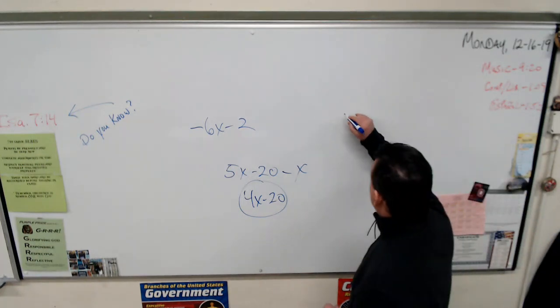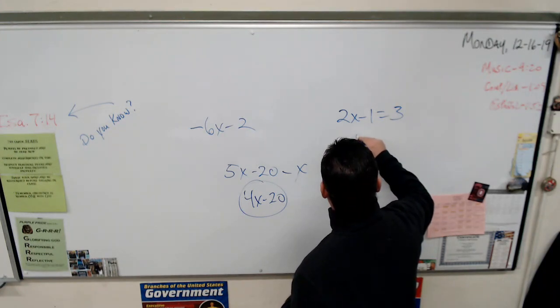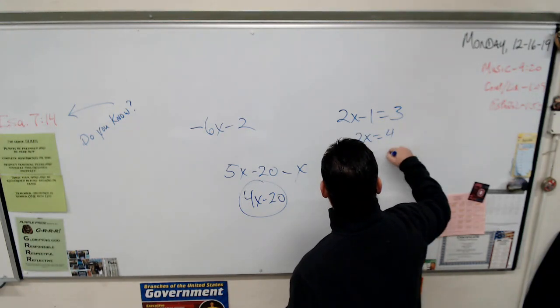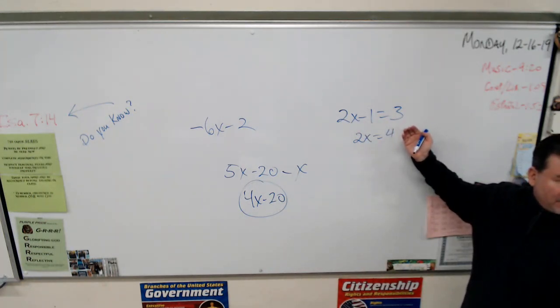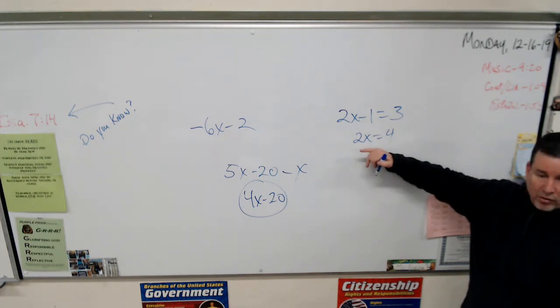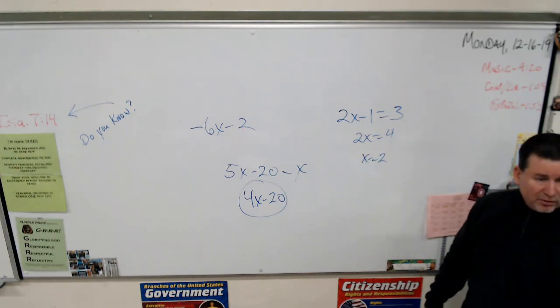Did you see what he did? 2x minus 1 equals 3. Dominic mentally said, that means 2x equals 4 because he added 1 to both sides. Everybody see that? And then he said, oh, I got to get rid of the 2 by dividing both sides by 2. So we got x equals 2.